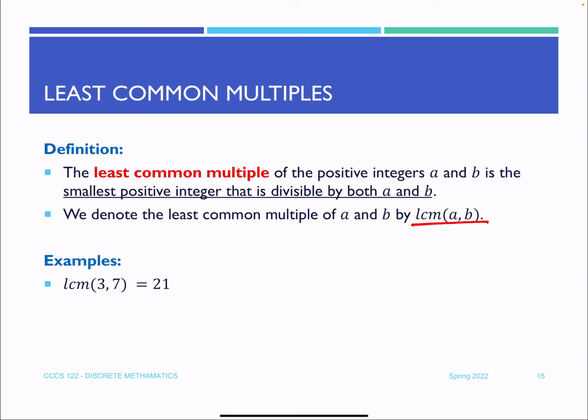21 is the smallest integer that is divisible by both 3 and 7. The LCM of 4 and 6 is 12. The LCM of 5 and 10 is 10.